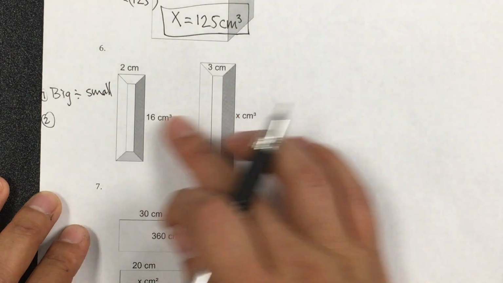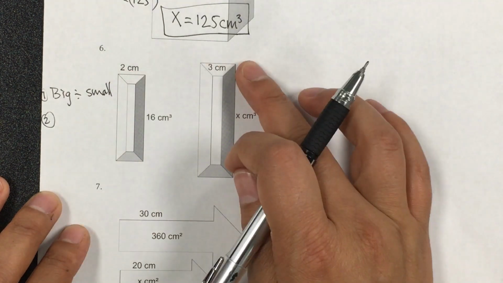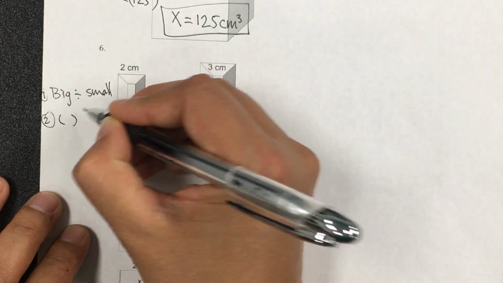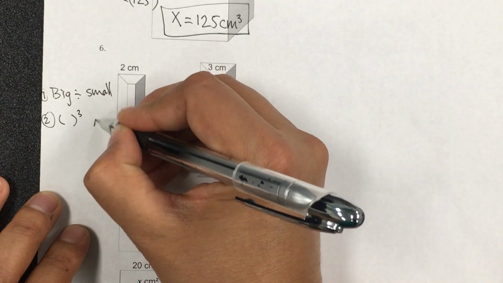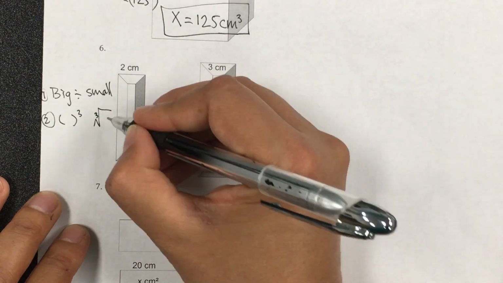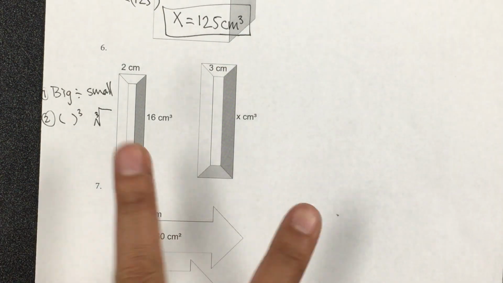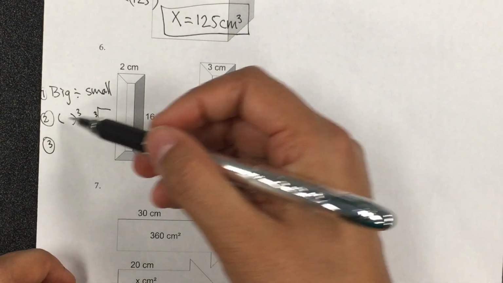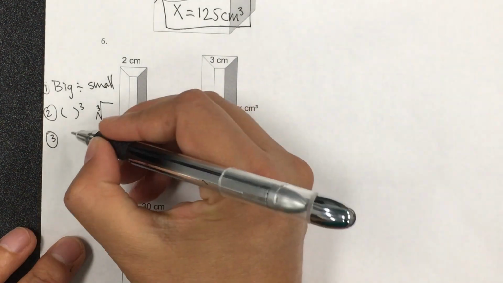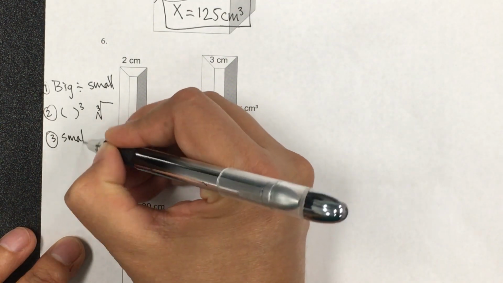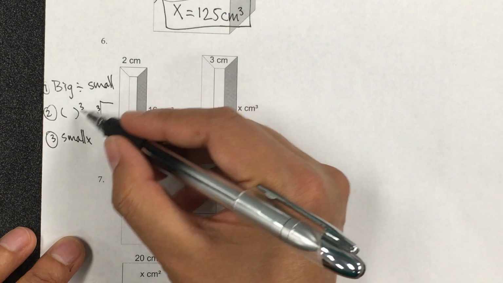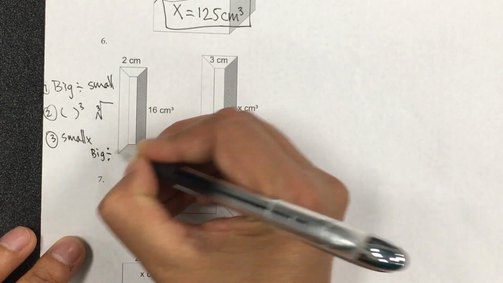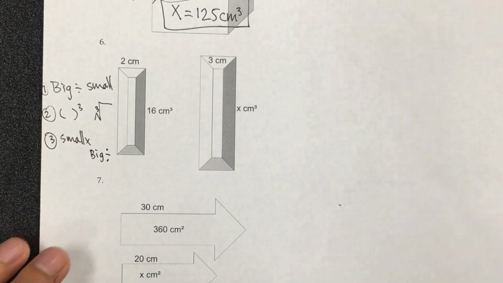Since we have lengths to cubes, we're going to either raise it to the third power or take the cubic root of whatever they're giving us. And I'll show you in a minute how to identify what to do, this one or this one. The third is, again, small multiplied by whatever number we get in step 2, or big divided by the number that we get in step 2.